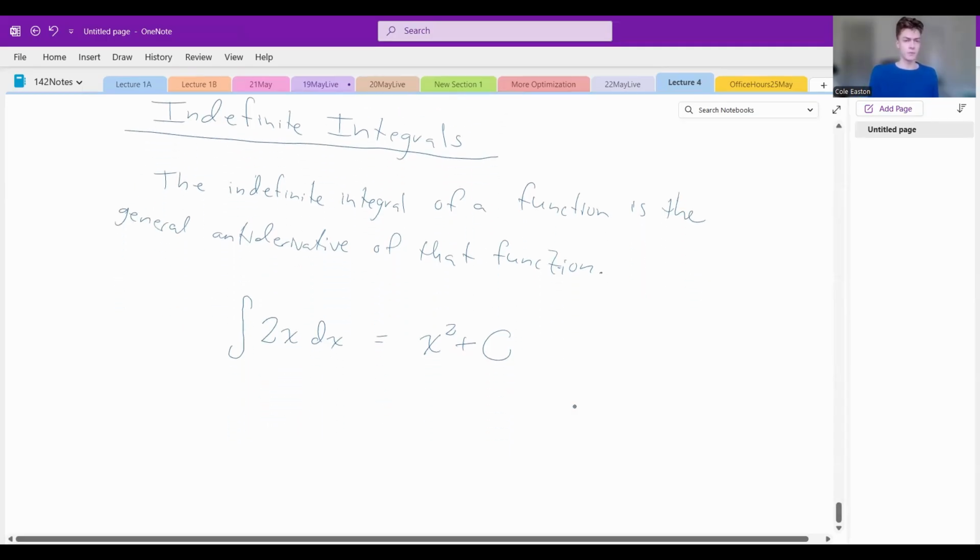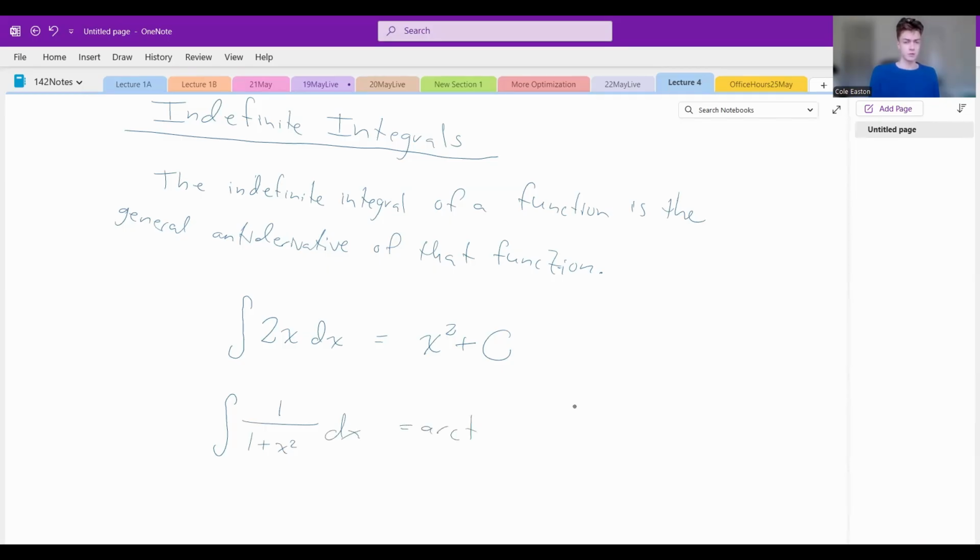We could just do a couple more examples, but it's fairly straightforward. So we could say that the indefinite integral of 1 over 1 plus x squared dx equals arctangent of x plus c.